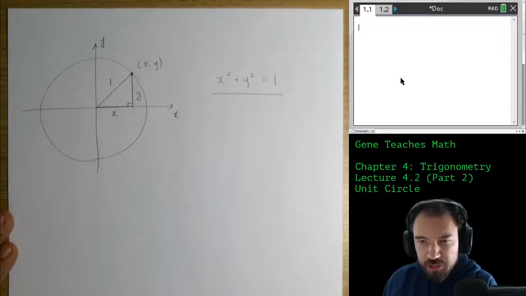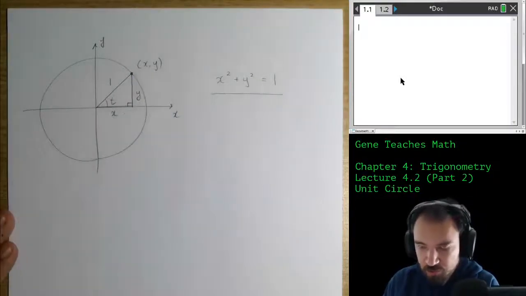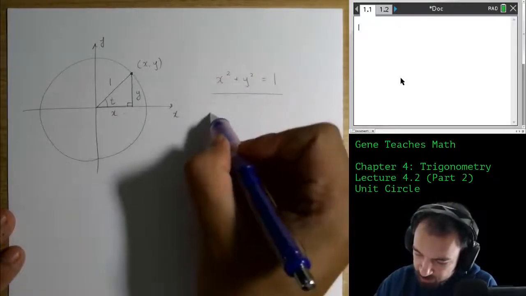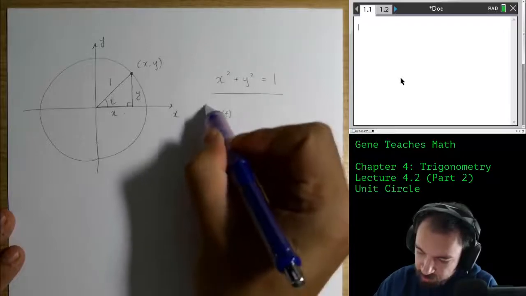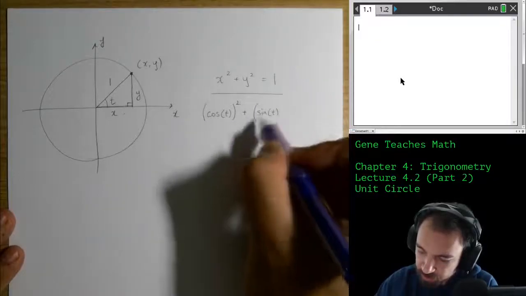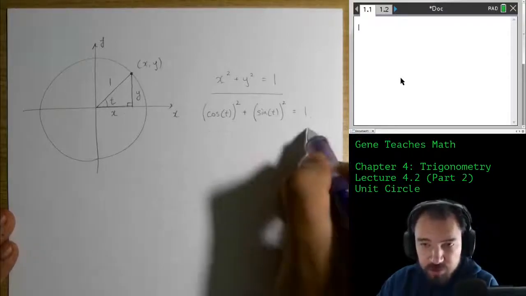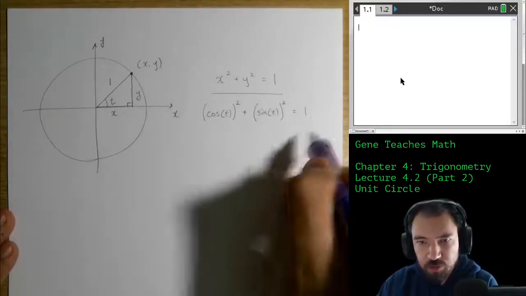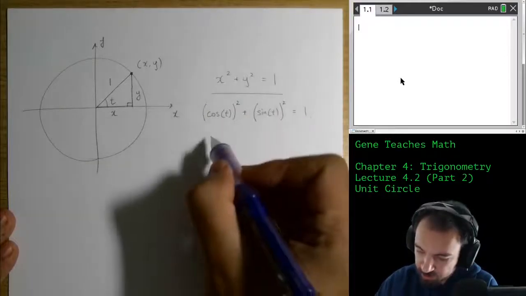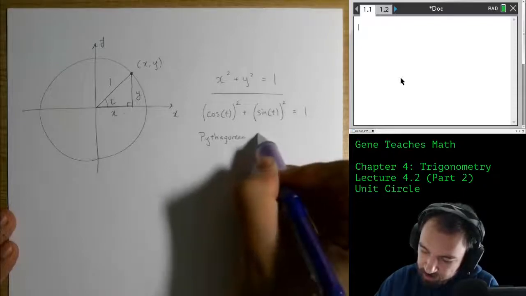But how do we understand this in the context of trigonometric functions? Well, if this is an angle t, then the x and the y coordinates correspond to cosine of t and sine of t, respectively. So I could write this as cosine of t, and then square that number, and then I could write sine of t, and then square that number, and that's equal to 1. And it turns out this is always equal to 1. We call this the Pythagorean identity.